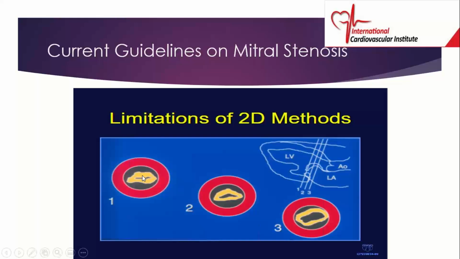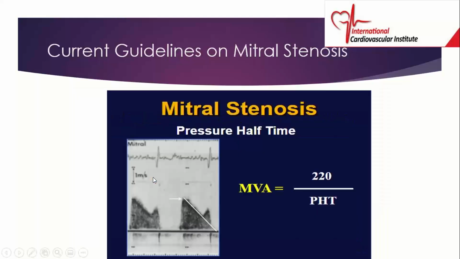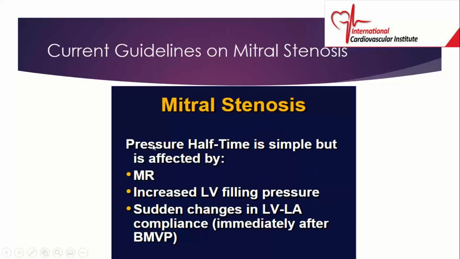So this is the area you want to plane. Okay, so the pressure half-time method, we said 220. If the patient is in atrial fibrillation, you want to do 5. These are some of the limitations of the pressure half-time method.